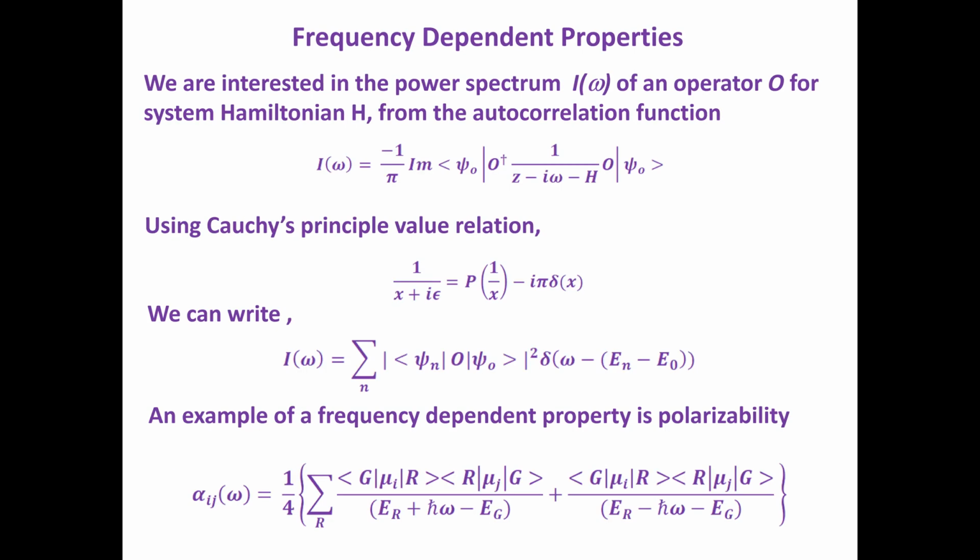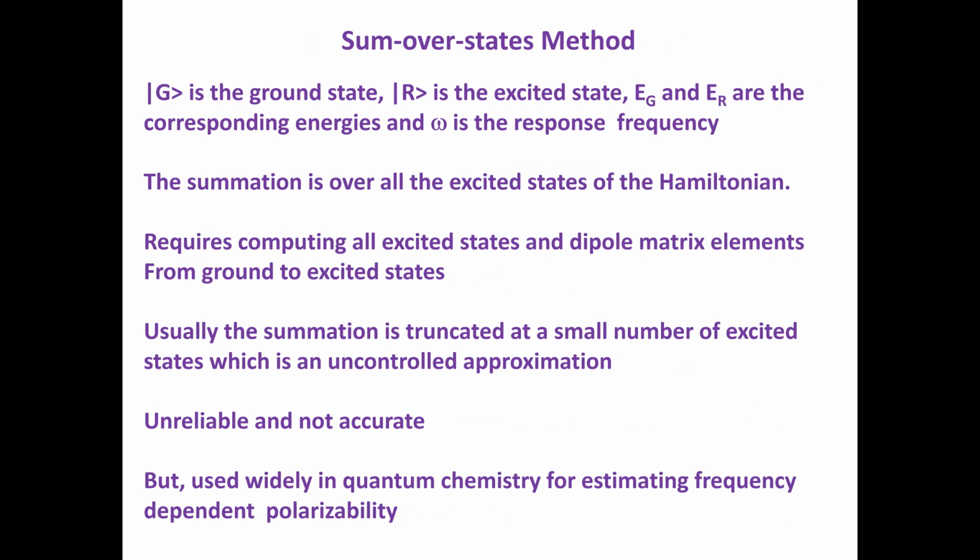If you look at this expression, it is a sum over states. So everything can be reduced to a sum over states expression, and the sum over states can be evaluated if you know the ground state from the DMRG, say, and the excited states from the DMRG. If you know the eigenstates, then you can calculate the transition dipole moment elements, and the summation is over all excited states of the Hamiltonian. You can explicitly compute it.